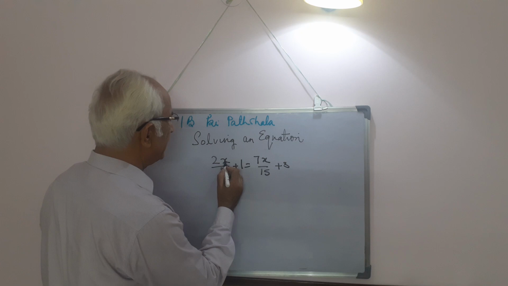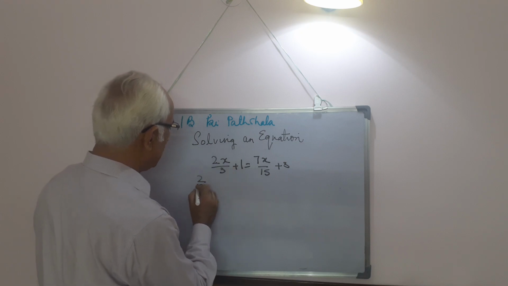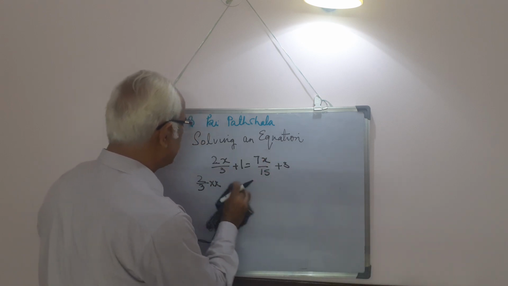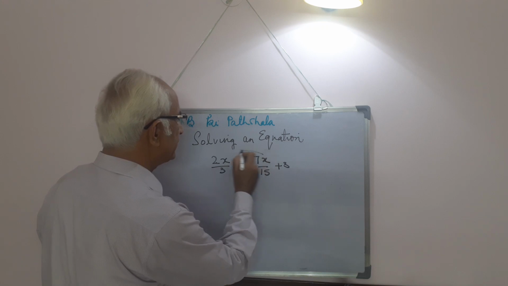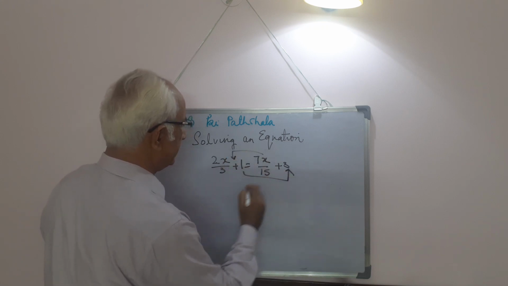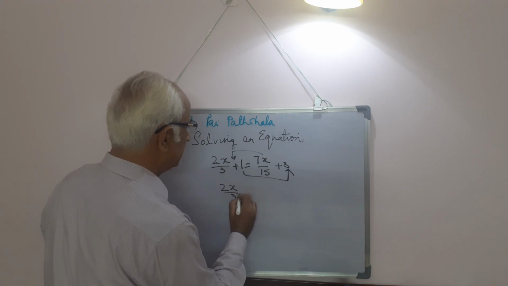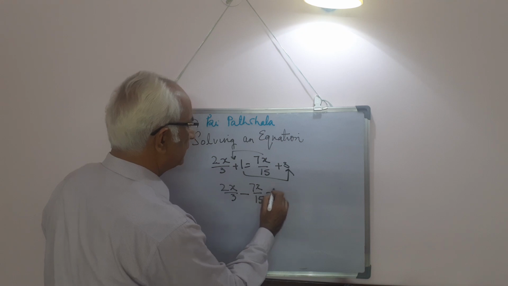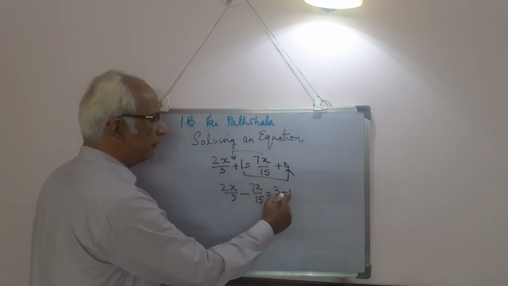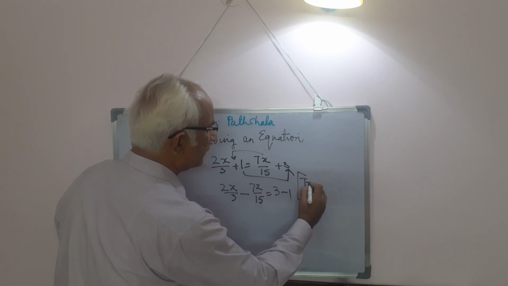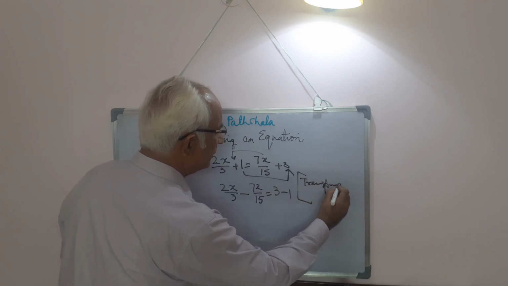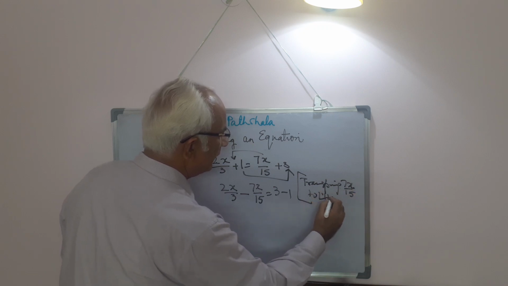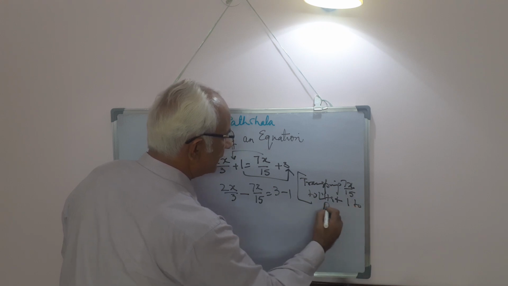The coefficient of x here is 2 upon 3. It means 2 upon 3 into x. This is 7 upon 15. So what we will do is, we will bring this term to this side and this term to this side. 2x upon 3, this is being added here, it will be subtracted. 7x upon 15, and 3 minus 1. It is being added here, it will be subtracted. So what do we write? Transposing 7x upon 15 to left hand side and 1 to right hand side.